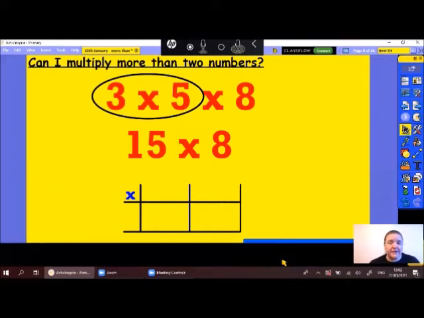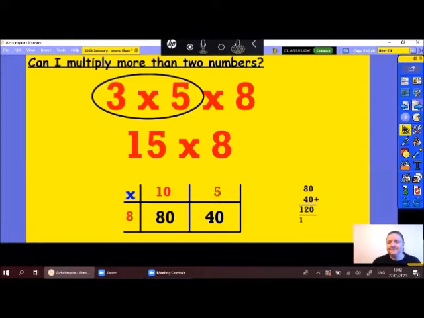This is a bit bigger than our times table calculations, but luckily we know the grid method. We can solve this easily. Pause the video and then tell me what the answer is. I made it a total of 120. Is that what you got?